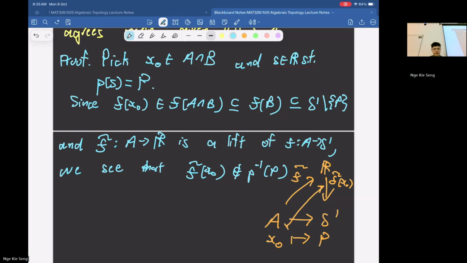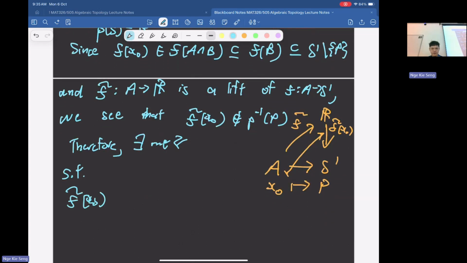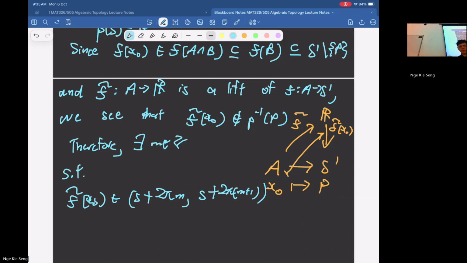So in this case, therefore, there exists some m in Z, by a property of the circle, such that F tilde of s naught will live inside the interval (x plus 2 pi m, x plus 2 pi m plus 2 pi). Meaning you live in some interval, and you won't hit the endpoint. You could choose it such that you miss the endpoint.